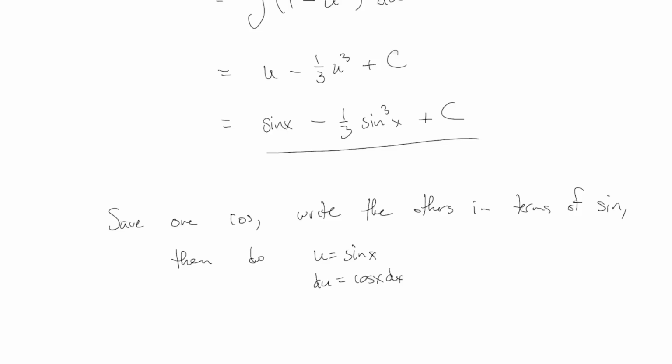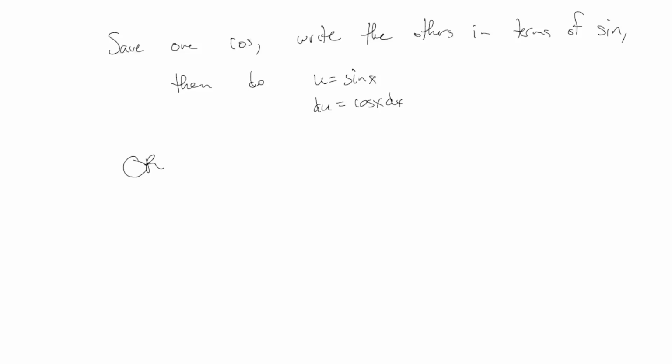All right, and sometimes you want to do it the other way around. So in this example, I saved one cosine. Of course, if you started with all sines, you would save one sine and then write the others in terms of cosine. So I would say, or, vice versa, save one sine, then write others as cosine. And then the substitution you would do would be u equals cosine x, du equals negative sine x dx. It works exactly the same. You just do it the other way around. All right.